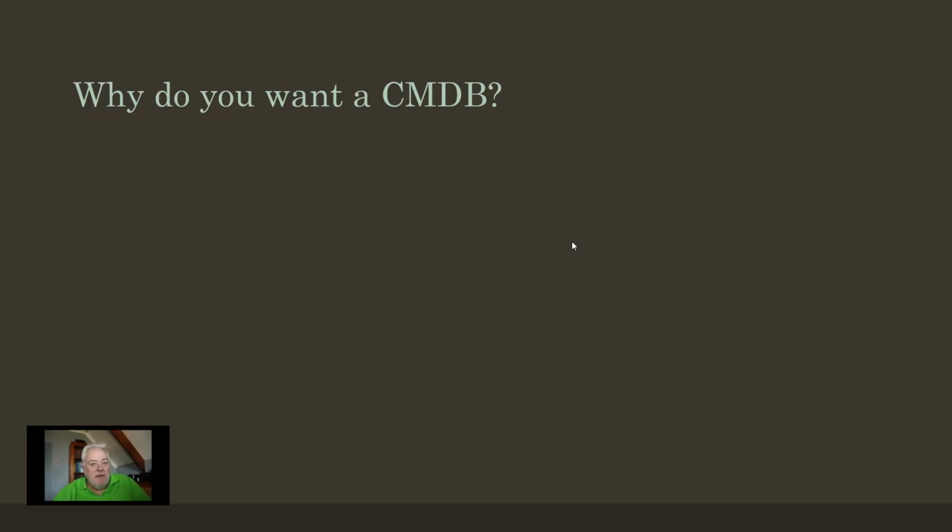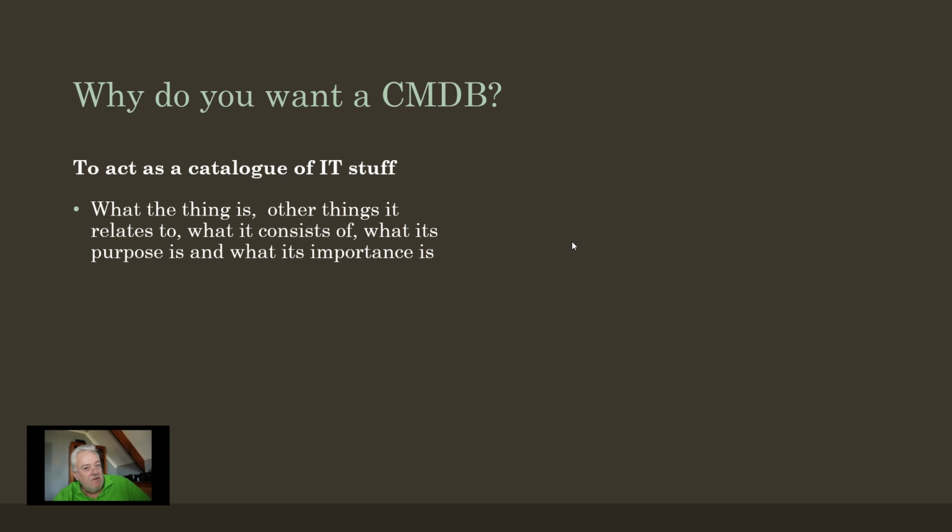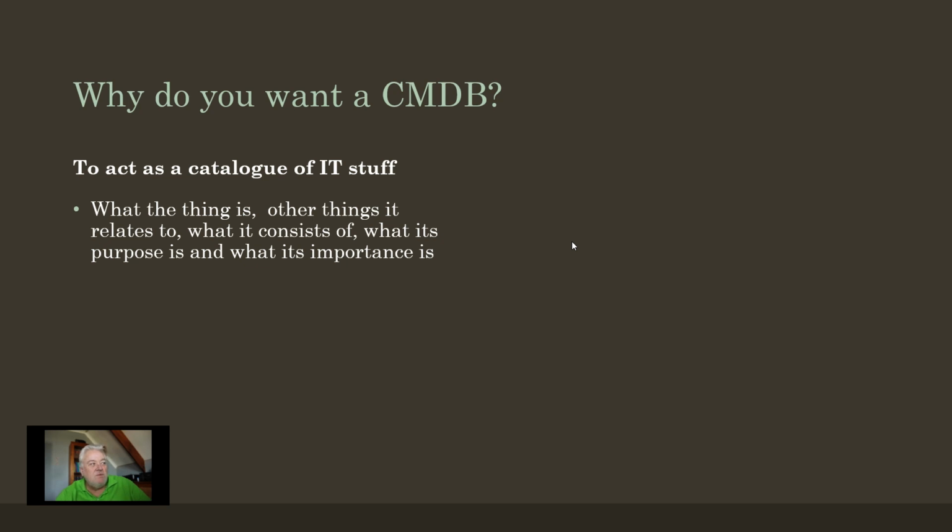So a CMDB is basically a representation of your technical environment, the information that you are using within IT, how it relates to each other and what it has. Its first and primary purpose is to act as a catalog of IT stuff. So the what of that is to say what the thing is, what other things it relates to within the architecture, what it consists of, does it have memory, what else does it have internally, what its purpose is, and also what its importance is.